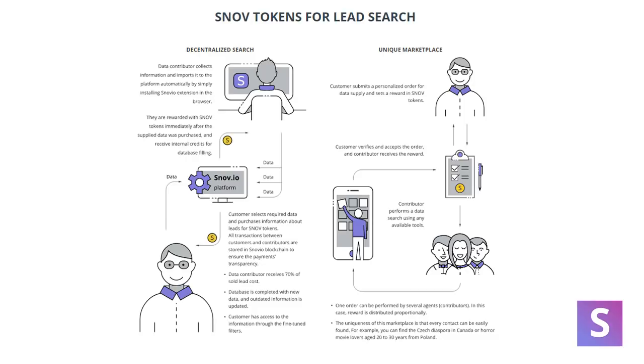that they've built. So one order can be performed by several agents. So it's not just one person. You can have several contributors all contributing to the customer's order. And the uniqueness of this is that every contact can be easily found, meaning you can search anywhere around the world, any unlimited groups of people and any criteria. So really fantastic and exciting system.